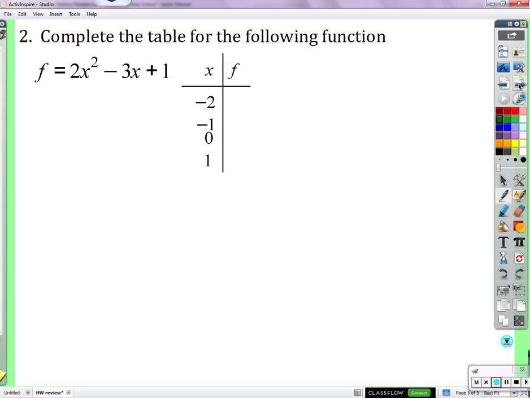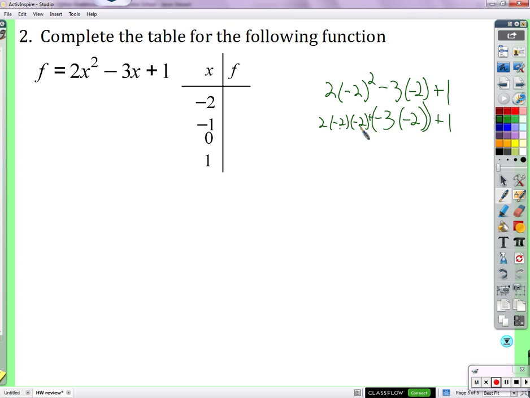Well, let's just run through these real quick. Negative 2 squared minus 3 times negative 2 plus 1. So we plug negative 2 in for x, and we see what happens. So we have 2 times negative 2 times negative 2, then we're multiplying it by itself, minus 3 times negative 2, or plus a negative. That's nice. I see the negative times negative a little better now. Plus 1.